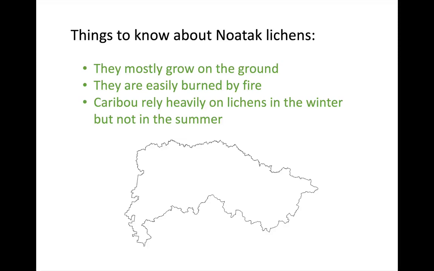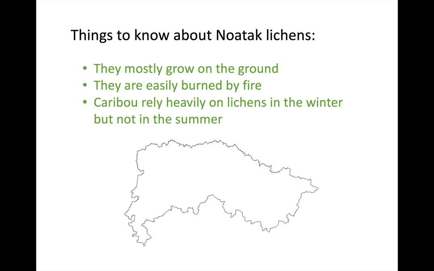Some of the things that it's important to know about lichens is that they mostly grow on the ground, so preserving forest areas is not necessarily the best place. You want these sort of cold tundra-like areas where they grow. They're easily burned by fire, so we have to watch out about that. And caribou rely on the lichens in the winter, but not the summertime.